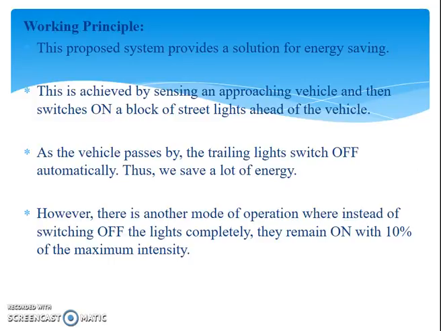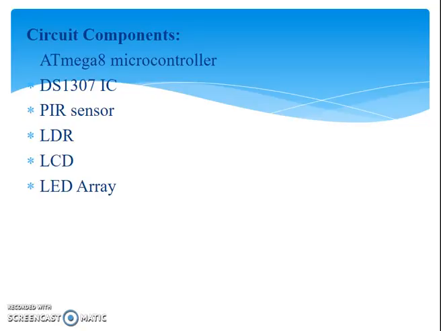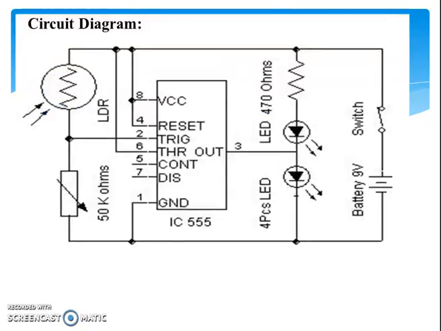This is achieved by sensing an approaching vehicle and then switching on a block of street lights ahead of the vehicle. As the vehicle passes by, the trailing lights switch off automatically. Thus, we save a lot of energy. However, there is another mode of operation where instead of switching off the lights completely, they remain on at 10% of maximum intensity. The circuit components are the ATmega8 microcontroller, DS1307 IC, PIR sensor, LDR and LCD.